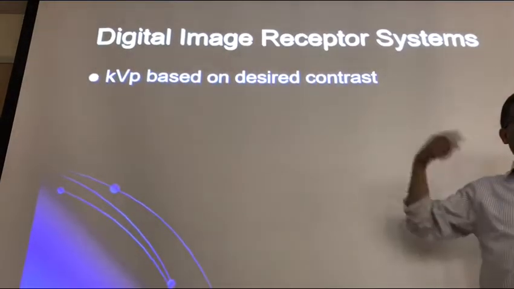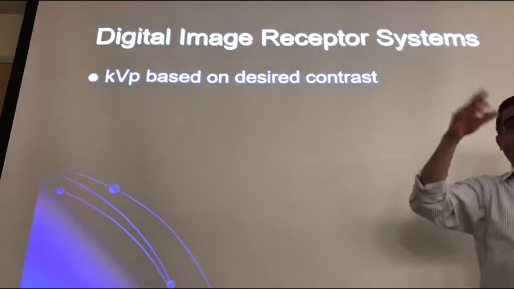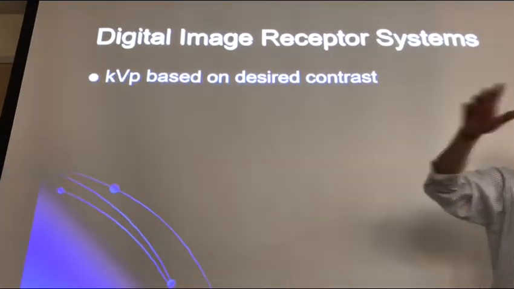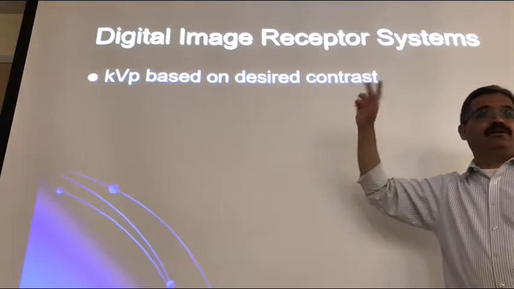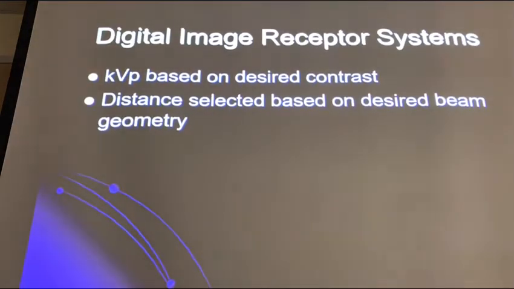If you see too much, it's overexposed. So also when you're looking at how much penetrability you have. So that's the only time where you change kVp. Distance selected based on the SAR beam geometry.